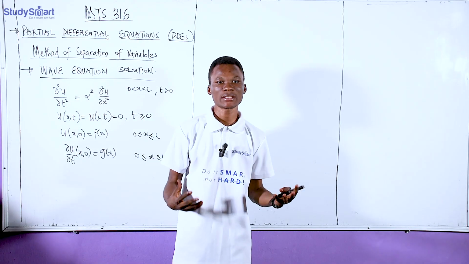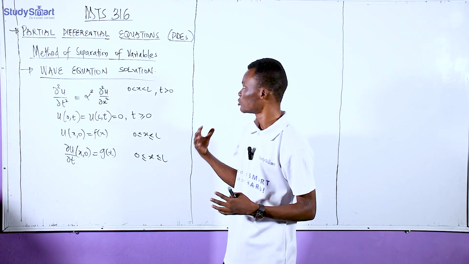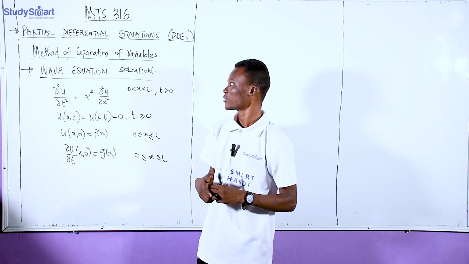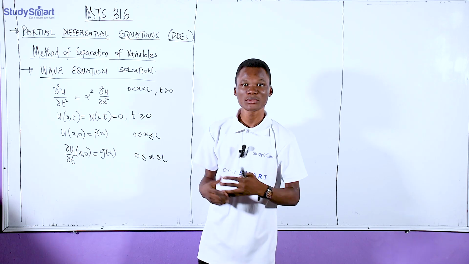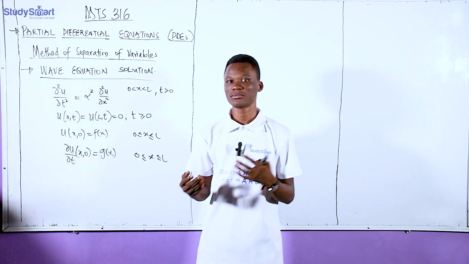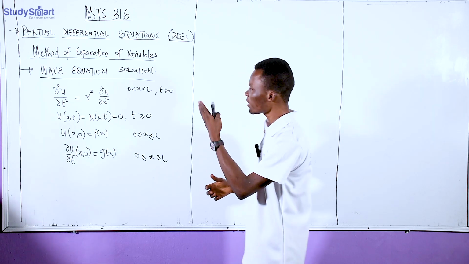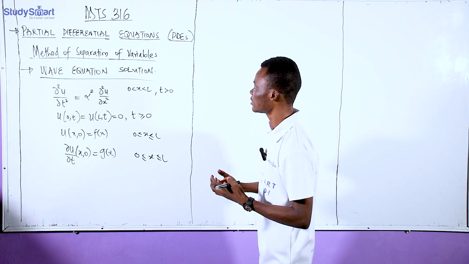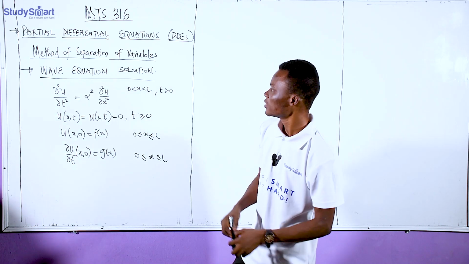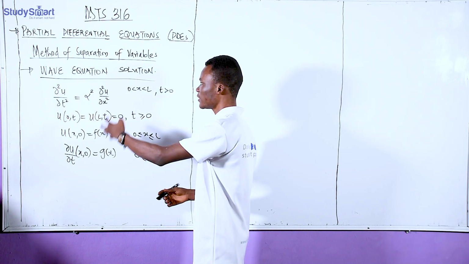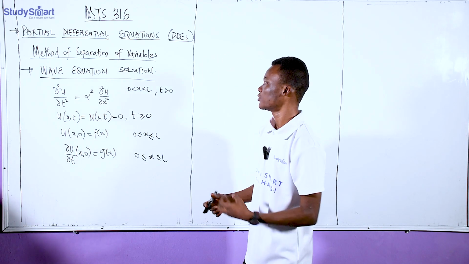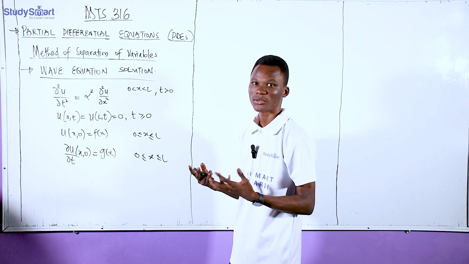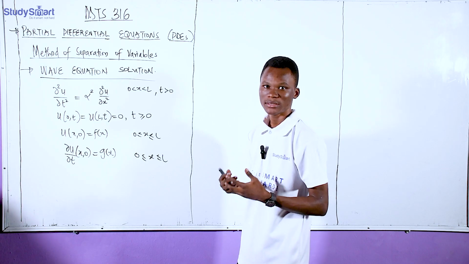So here we are treating another form of equation, the solution of the wave equation using the method of variable separable, or method of separation of variables. Now you see some similarity between the heat equation and the wave equation. The heat equation has a first derivative and then a second derivative, but for the wave equation, the two derivatives are second order derivatives.